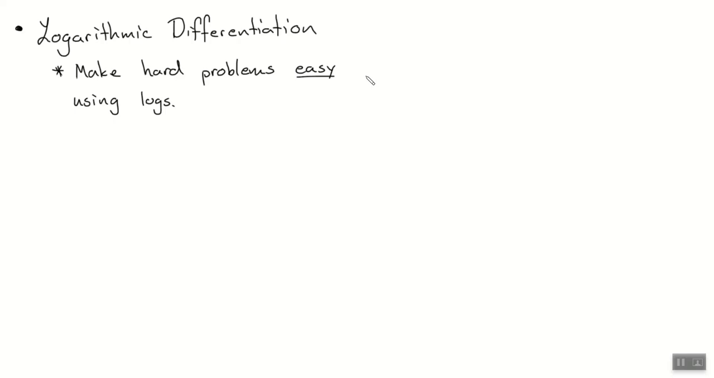So here's what I want us to think about. We're going to do an example here, and we're going to annotate through it. I want us to differentiate the following. Okay. Before we knock this out, I'm going to remind us of a couple rules. If I have the natural log of x to the n, how can I rewrite this? That's an n, not a u. This is n ln x.